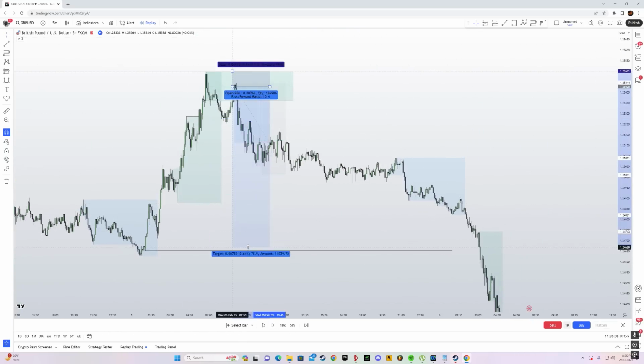And if you see here, price gives you 1 to 10 RR. Now it's not going to happen every time, but it is possible. Okay, let's move on to the next example now.